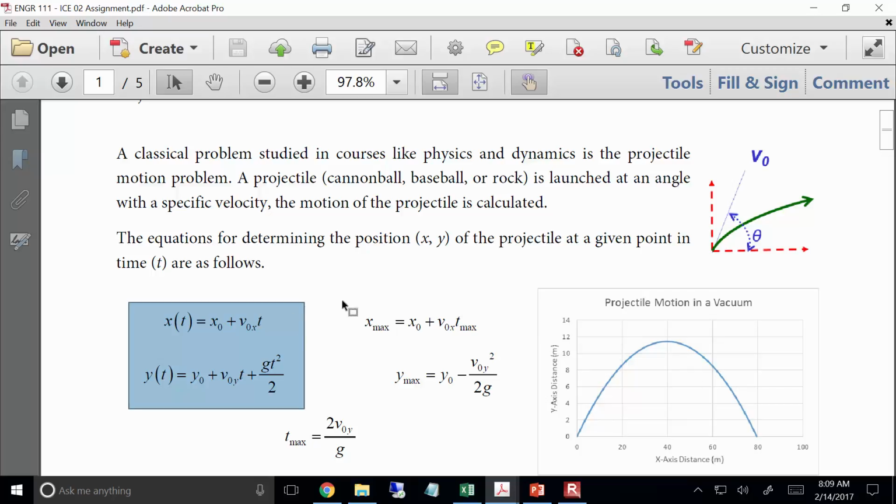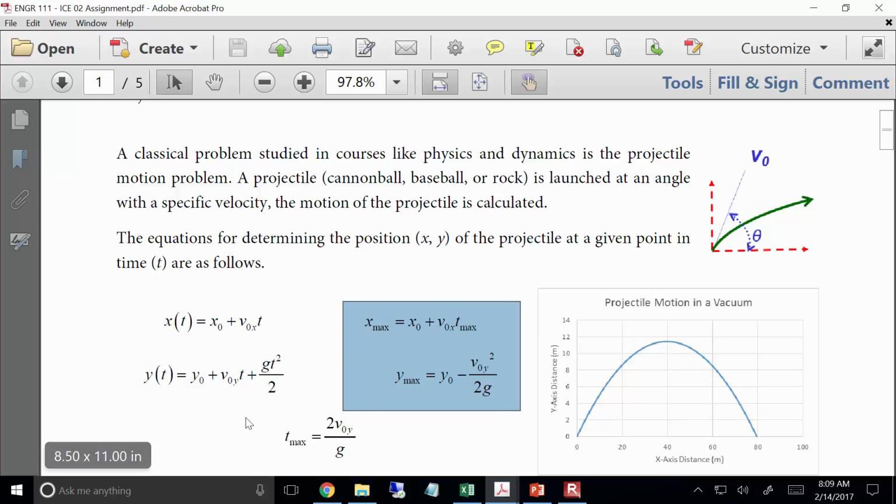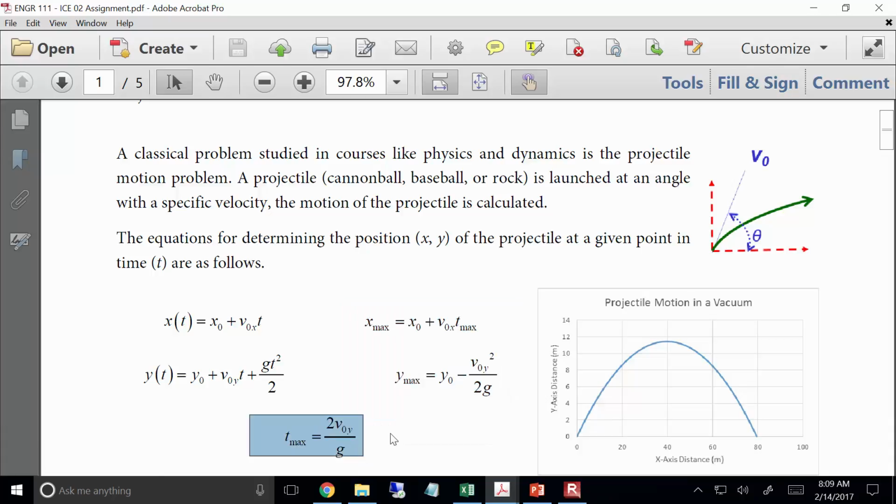These remaining three are really intended to help you with things like: what is the time at which we reach the maximum height, how far over is it, and how tall it is.